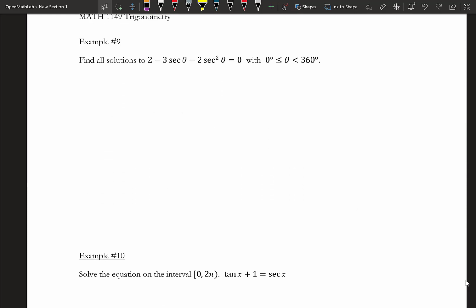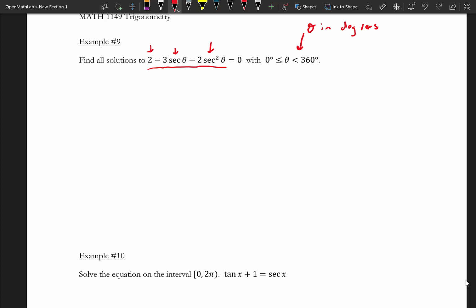All right, so then example 9. We have 2 minus 3 secant theta minus 2 secant squared theta equals 0. We want to find a solution between 0 and 360. That's telling me I want theta in degrees, so for this one, we're looking for solutions in degrees and not radians. This looks like a quadratic to me.